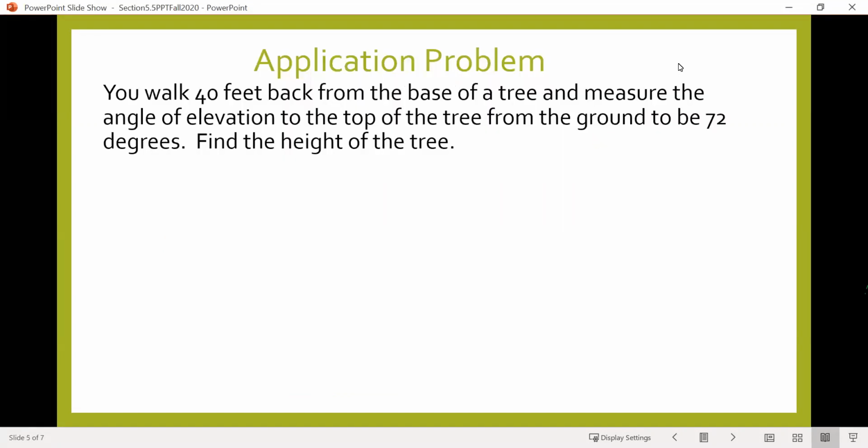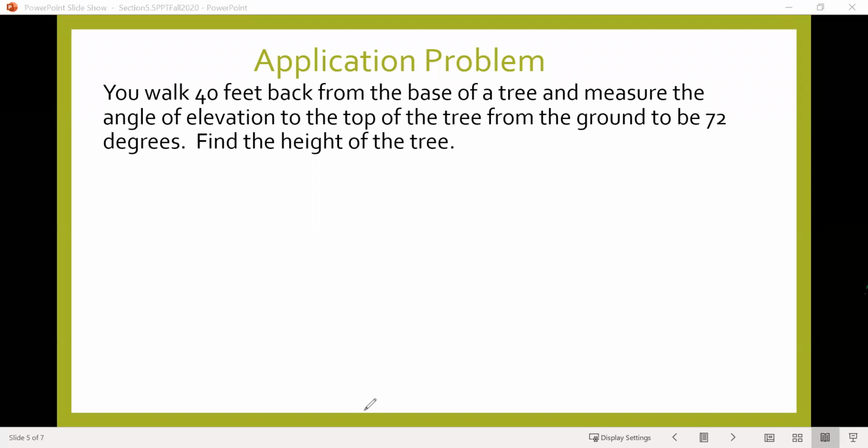So here is the scenario. You walk 40 feet back from the base of a tree and measure the angle of elevation to the top of the tree from the ground to be 72 degrees. And we're supposed to use that to find the height of the tree.